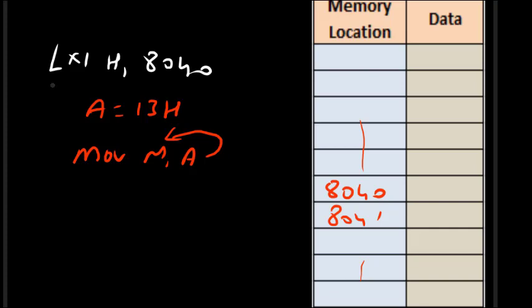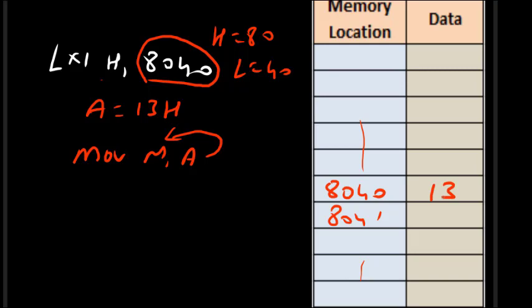In the previous lecture we saw that LXI H will store the data 80 in H and 40 in L. So here H contains 80, L contains 40. This instruction MOV M, A transfers the contents of register A to the memory location pointed to by the HL register pair. So this is 8040 here, and this 13 gets transferred here. The data 13 goes to this particular memory location.